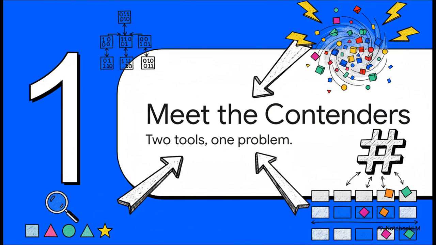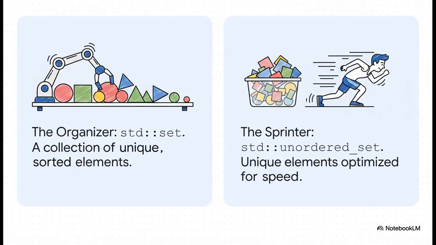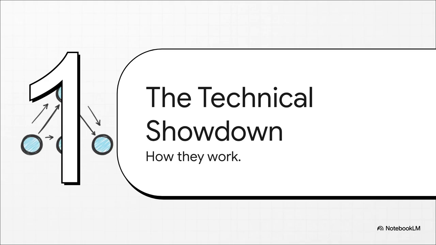Now, both of these are built to do one thing really well, store unique elements. But, and this is the key, they go about it in completely different ways. To make this easy, let's give them some personalities. Think of std::set as the organizer. It is absolutely obsessed with order. Every single thing you put in, it carefully places it to keep the whole collection perfectly sorted all the time. Now, on the other hand, std::unordered_set is the sprinter. It couldn't care less about order. Its one and only goal in life is raw speed, finding, adding, and getting rid of things as fast as humanly possible.